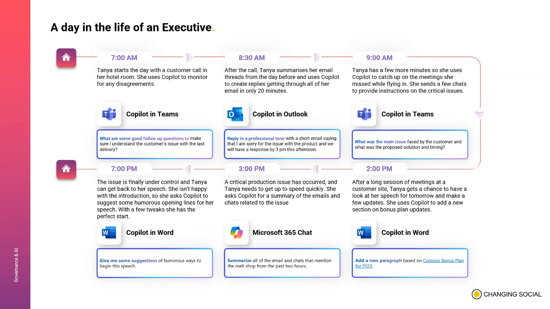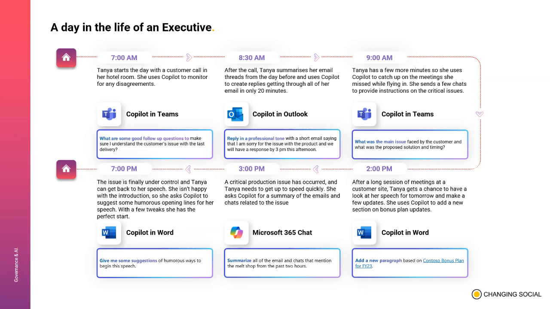So you can see Tanya got an early start, a 7 a.m. start, and her day kicks off with a customer call in her hotel room. Copilot is helping her to monitor the conversation and ensure alignment all the way through that Teams call. By 8:30, Tanya's using Copilot to efficiently summarize her email threads and craft responses that address all pending inquiries in record time. So that the tone hits the right mark and Tanya can get replies out to people as quickly as possible in the short amount of time that she does have.